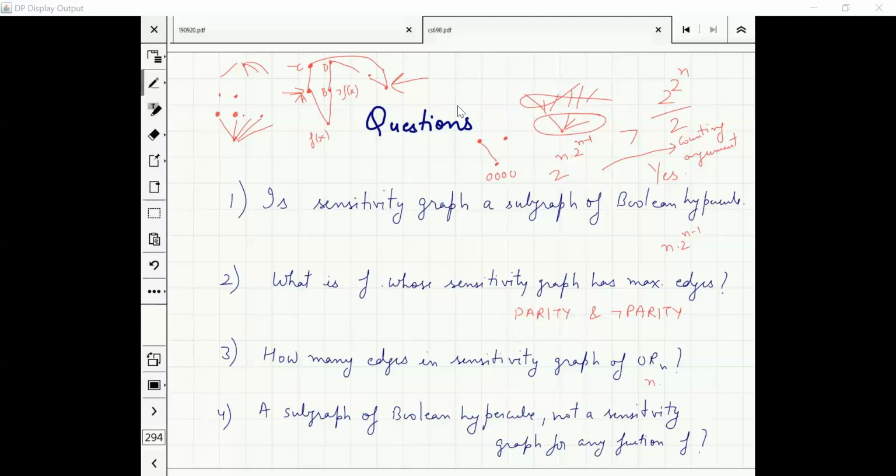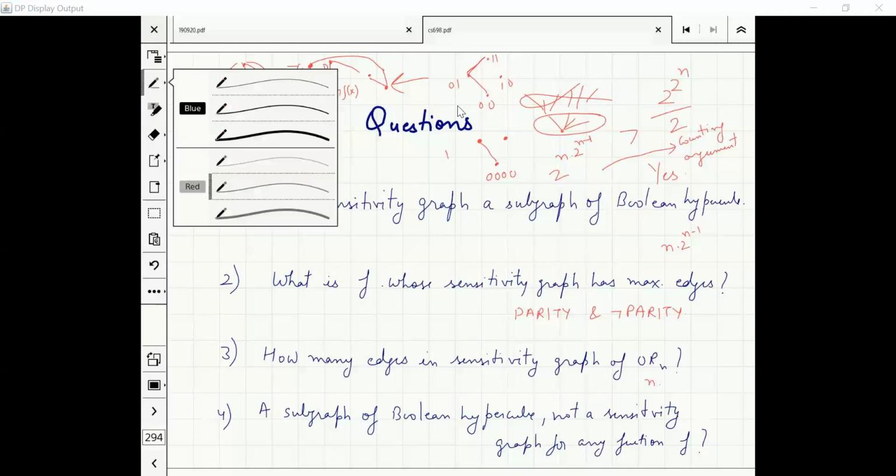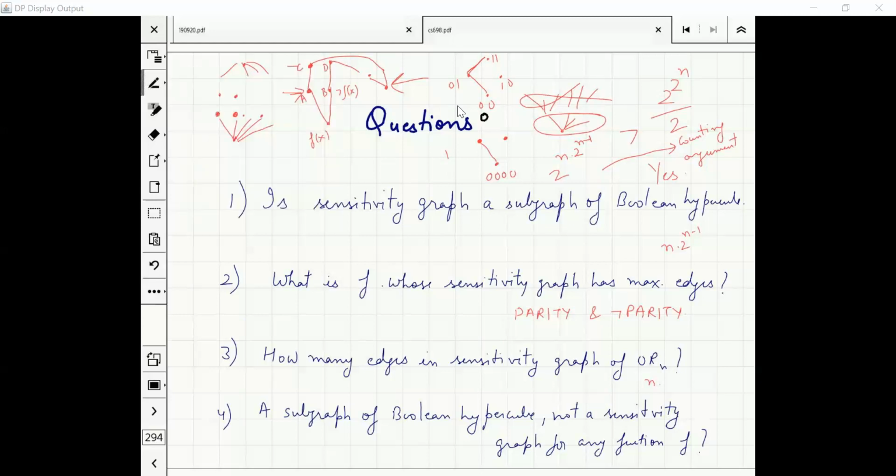But okay, you might have a good idea. Let me just say you can actually create a very simple graph. Think of 00, 01, 10 and 11. Suppose I tell you that this is an edge and this is an edge. That means if the function value was 0 here, it must be 1 here and it must be 0 here.